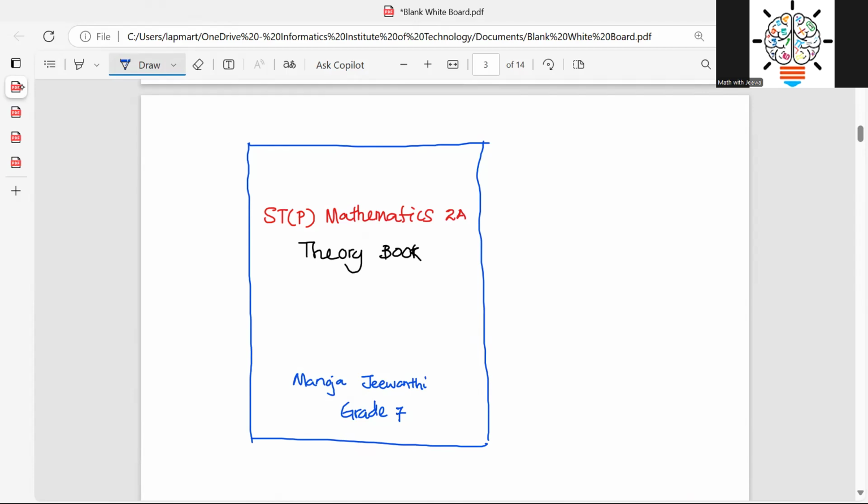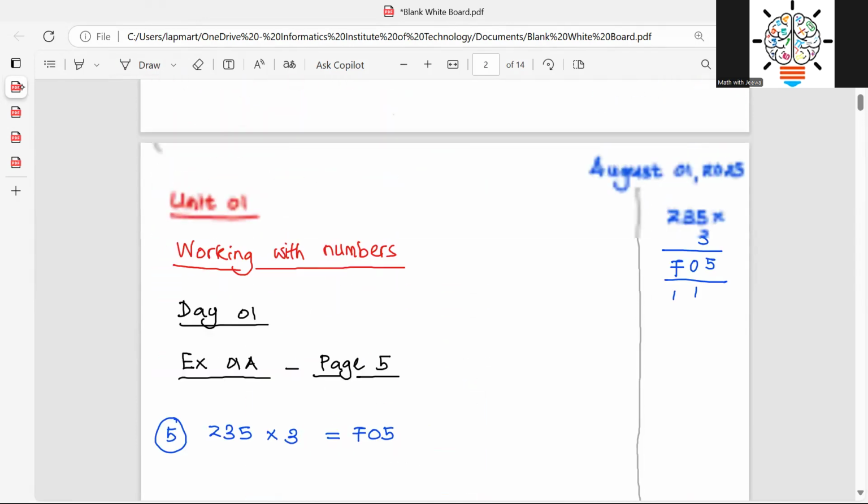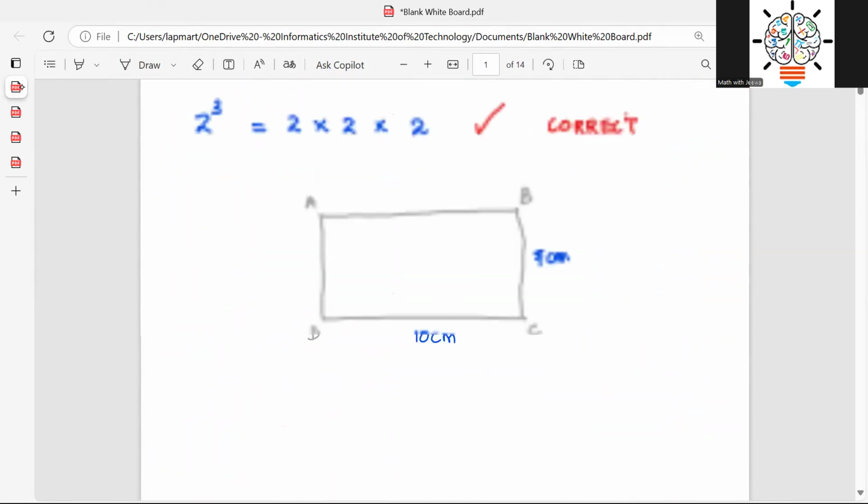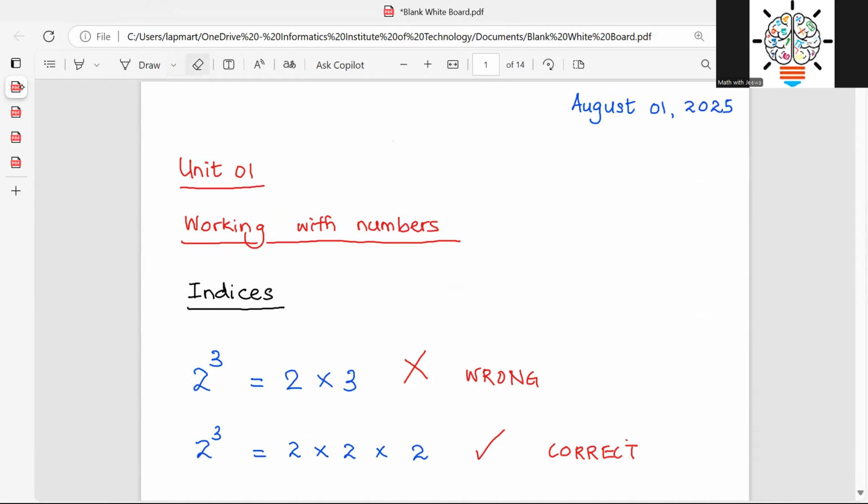So then first page in your theory book, you turn to the first page and write down here what is the note you have, STP Mathematics 2A, this is your theory book, and then you write your name and your grade, right? So then like I explained the earlier day, this is how you want to do. You put the date here. Today it's not 1st of August, it is 4th of August, right? You put the date, then the unit 1, working with numbers.